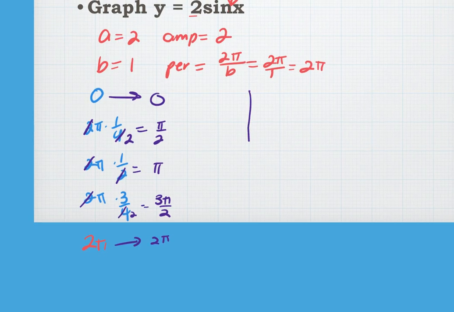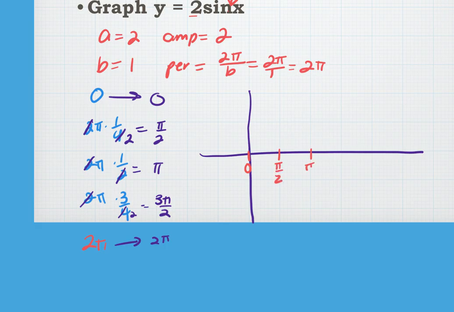So I'm going to draw myself a y-axis and an x-axis. The x-axis is your angles. So I start at 0. The next one is pi over 2. The next one is pi. The next one is 3 pi over 2. And the last one is 2 pi. And then on the y-axis, I'm going to label my amplitude. I'm going to go up 2 for the max, and I'm going to go down 2 for the minimum.